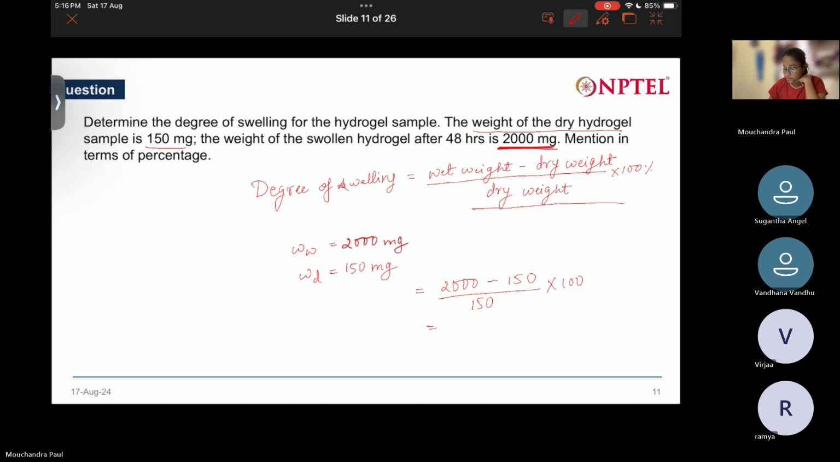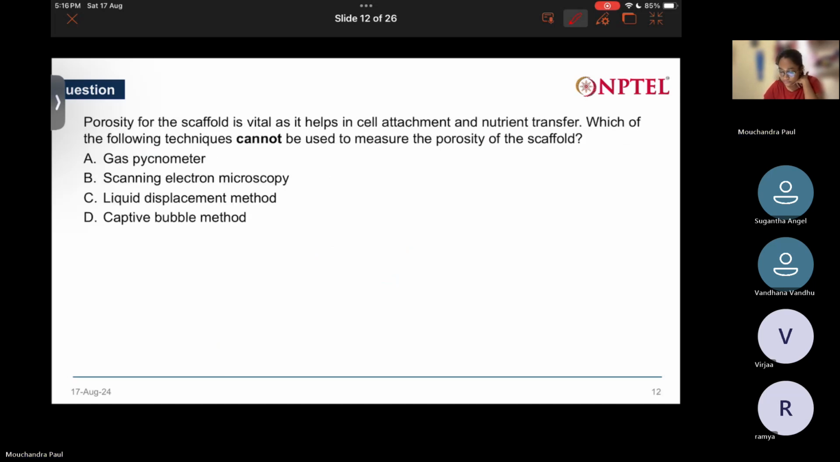Okay. So the value that I got is around 12,000, 1,233. Okay, when I fitted this equation in my formula, this is the value I got. I hope you also got the same value.